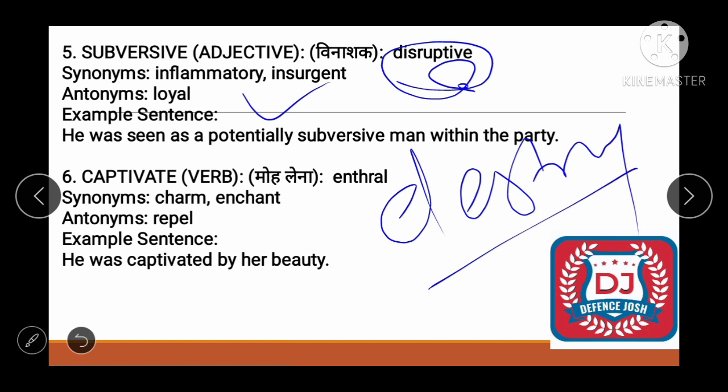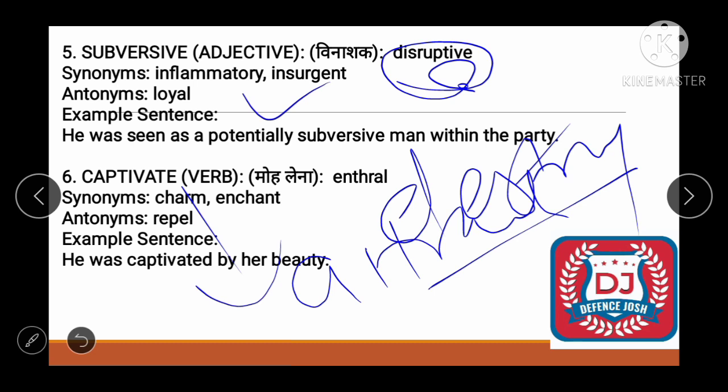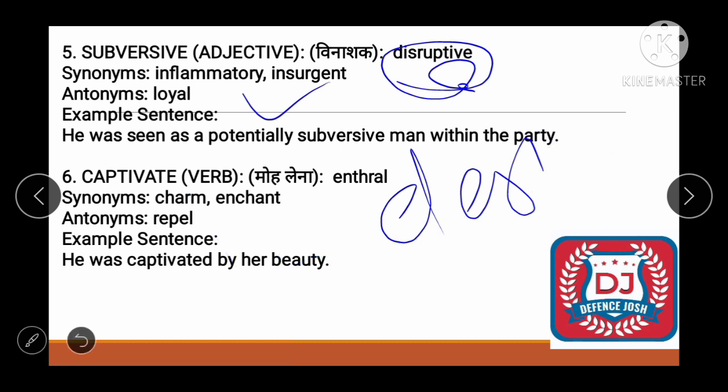Alright. So next one is captivate. See friend, captivate means enthrall, and in simple language what can we say for it, attract. Alright. So enthrall means to gain attention, right? Then synonym would be charm and enchant. Enchant also means charm only. Then opposite would be repel. Alright, repulsion. Then sentence, he was captivated by her beauty.